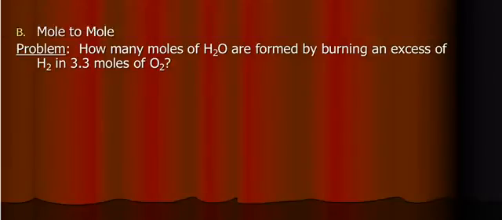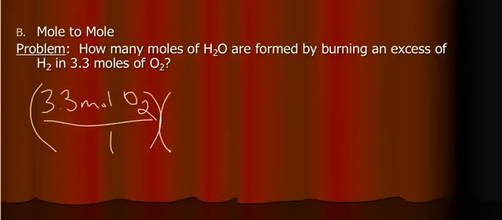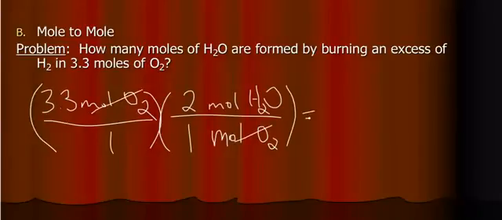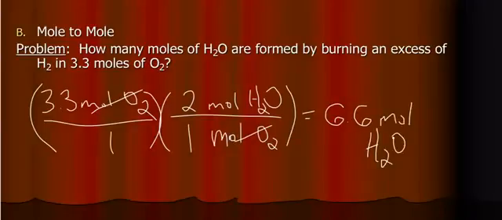We always start with a balanced chemical equation, but we have 3.3 moles of oxygen. We're already in moles, so if you go back to the balanced chemical equation, I can go from moles of oxygen to, in this case, moles of water, and this is where we use the coefficients. From the previous balanced chemical equation, it was 2 moles of water for every 1 mole of oxygen. Your moles of oxygen will cancel out, and that's really all I need to do on this particular problem. 6.6 moles of water would be formed.